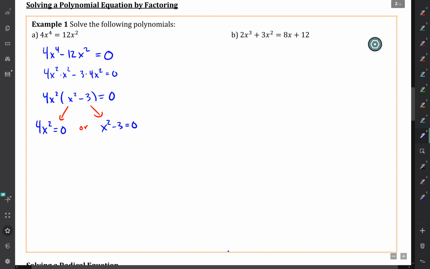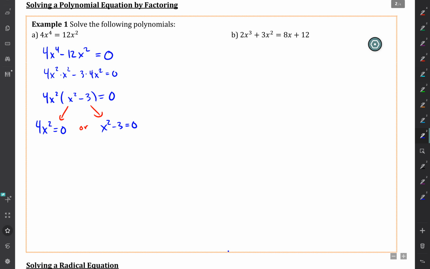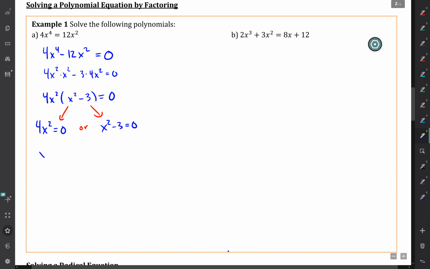In the first case, if you divide both sides by 4, you'll get x squared equals 0, so x equals 0. And in the second case, you get that x squared has to equal 3, which means that x has to equal plus or minus the square root of 3. So now you're getting 3 solutions. You either get negative square root of 3, 0, or square root of 3.